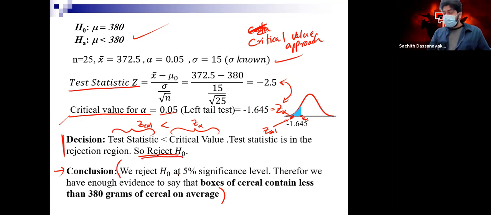Yes, this is your decision. We reject H naught at, yes, you have to write the significance level. Clear? Because your answer is based on your significance level. So we reject H naught at this significance level, which means we have enough evidence to say that what they have mentioned, which means HA. We have enough evidence to say that this one. Okay.